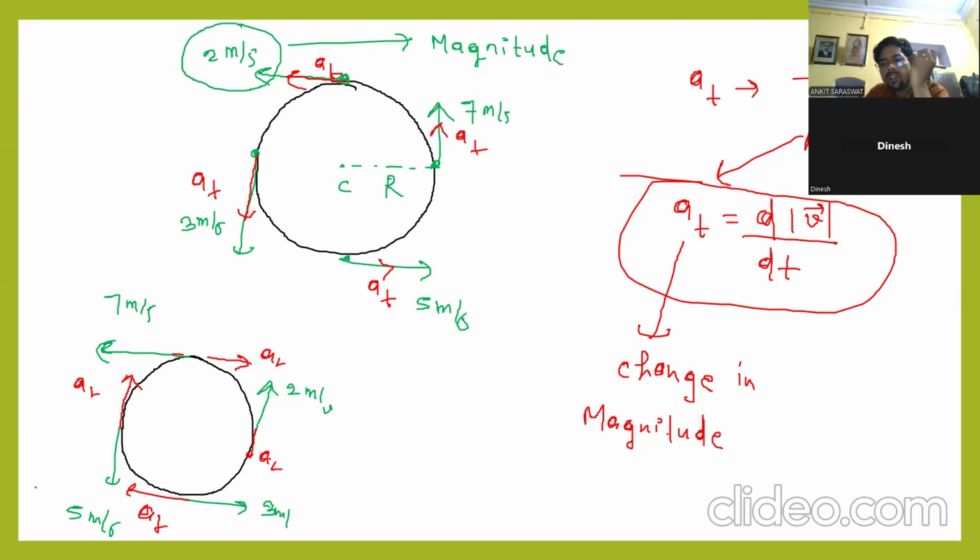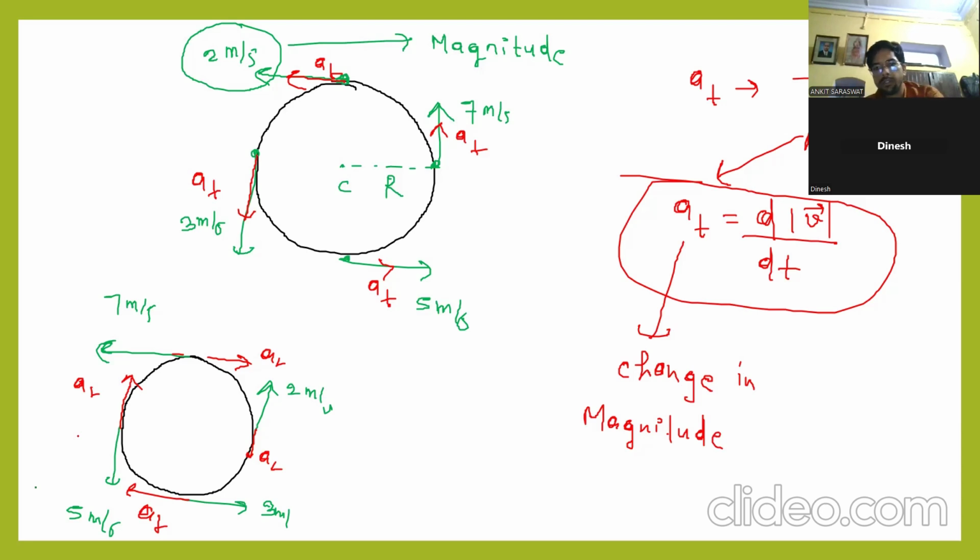Just for your understanding, I'm telling you velocity is increasing. First it is moving with 2, then it is accelerating like this. Here the velocity is 2, then 3, then 5, then 7. Here 2 means in 1 second it will travel 2 meters of linear displacement. 3 means in 1 second 3 meters, 5 meters per second, in 1 second how much linear displacement? 5. Then in 1 second 7 meters.